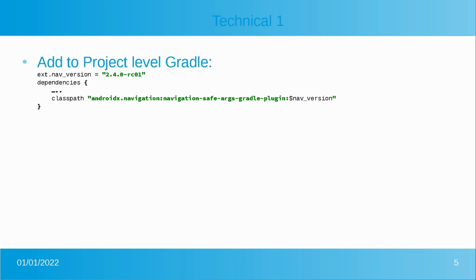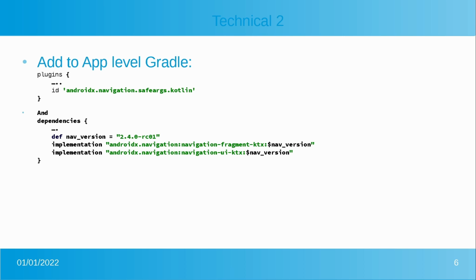The technical aspect has a few things you have to add to the Gradle. To the project level Gradle, you have to add this code, which will be posted underneath the video. To the application level Gradle, you have to add these two pieces, one to the plugins section and one to the dependencies section. Also, this will be posted underneath the video. There's a third part, where we will show the problem that happens if you don't add it, and the solution. It is separated because you may not have to do that. According to the documentation, you don't have to do it, but I found you do have to do it.